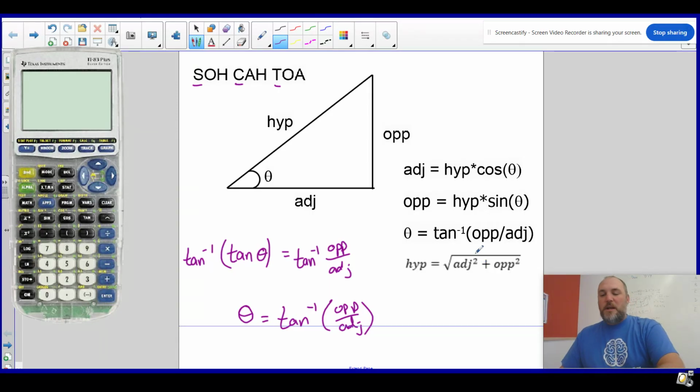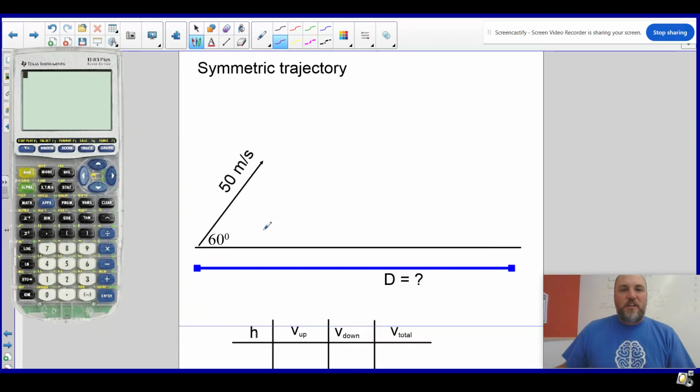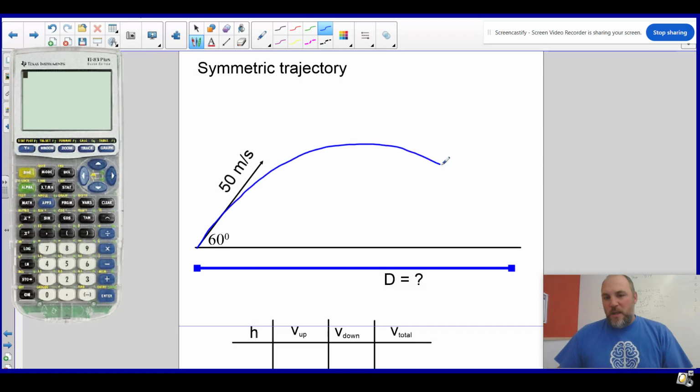So with that in mind, let's take a look at an angled launch projectile. This particular example is a symmetric trajectory. That just means that this object will be launched and will land at the same height. So the initial vertical position and final vertical position are the same.